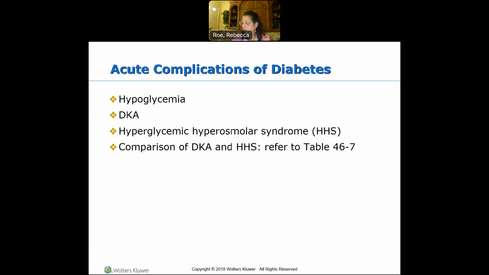So let's talk about the acute complications of diabetes. This would be hypoglycemia, DKA, hyperglycemic hyperosmolar syndrome, or HHS, and the comparison of DKA and HHS, which is residing currently in table 46.7. But I also formed one for you as well on this particular presentation.